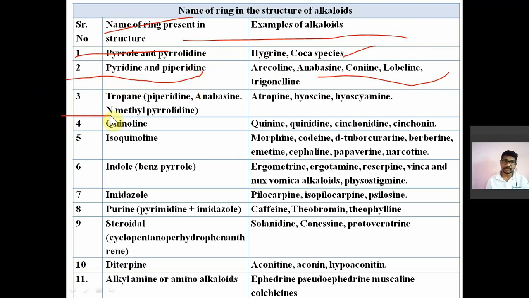And tropane ring is present in atropine, hyoscine, hyoscyamine. Then quinoline type of ring is present in the cinchona alkaloids like quinine, quinidine, cinchonine, cinchonidine. Then isoquinoline type of ring is present in, not morphine and codeine, but D-tubocurarine, then berberine, then particularly papaverine and narcotine. So they consist of an isoquinoline ring type.